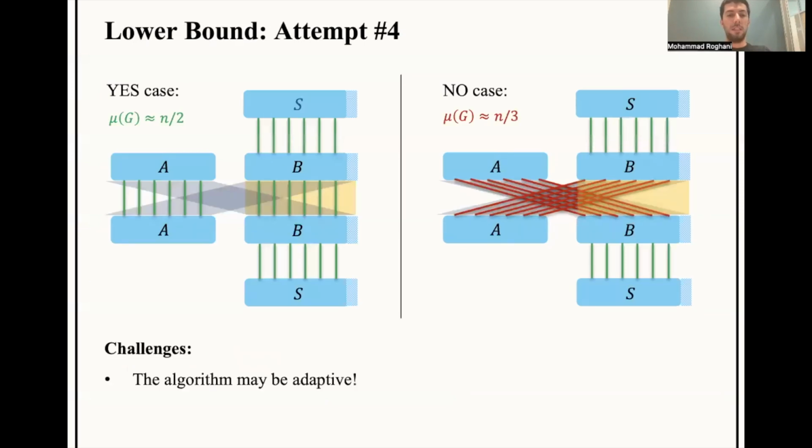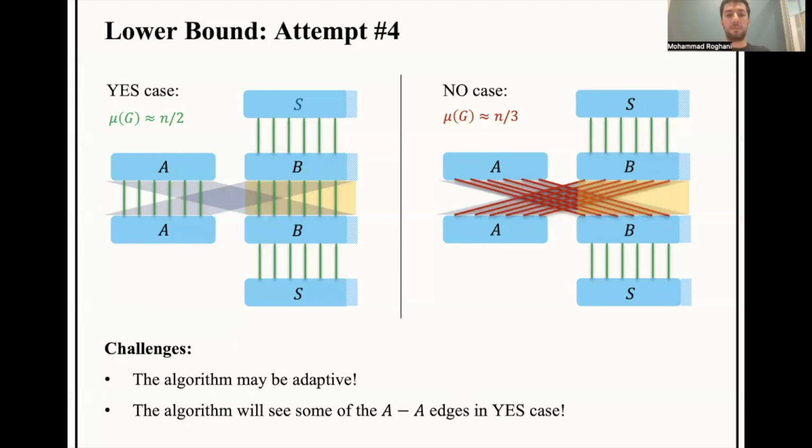There are several challenges. The algorithm may be adaptive because, for example, the algorithm will see some of the edges, and based on those edges, it queries new edges. And also, the algorithm is going to see some of those AA edges. We have N^1.2 queries. So the algorithm will see, for example, N^0.2 AA edges because we have N of them. And so we have to hide those AA edges from the algorithm, and it shouldn't be able to distinguish which edges are AA edges.